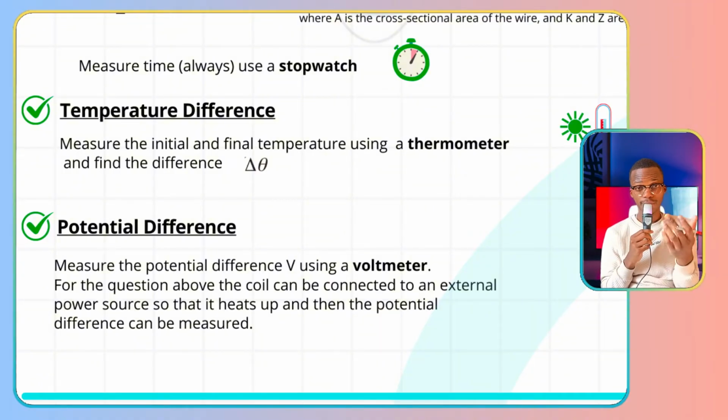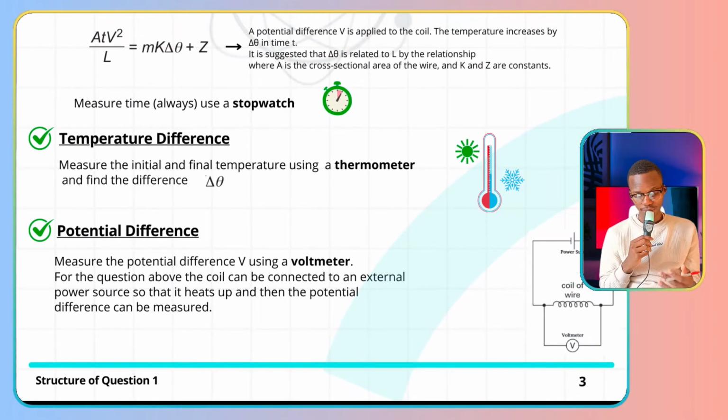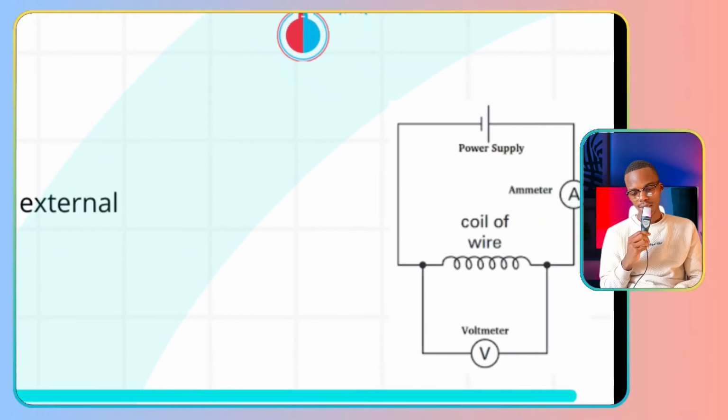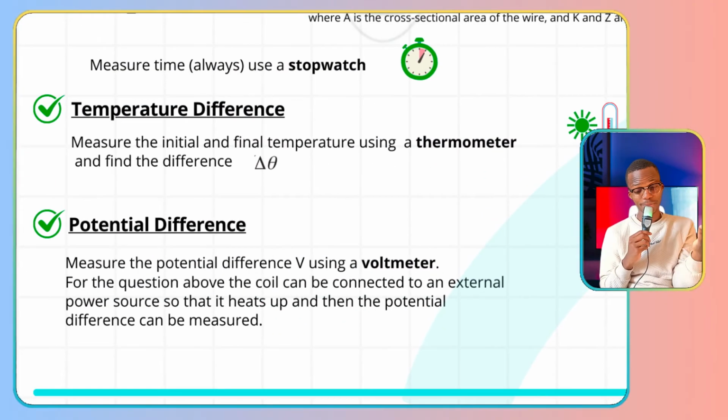Potential difference could be another variable you see in an equation. If you see that, tell them, measure the potential difference using a voltmeter. For the question above, the coil can be connected to an external power supply so that it heats up. Then the potential difference can be measured. And remember, a voltmeter is always connected in parallel. The goal is basically to say how I can measure the voltage in a particular setup, right? Always connect a voltmeter in parallel, as you can see in the above diagram.